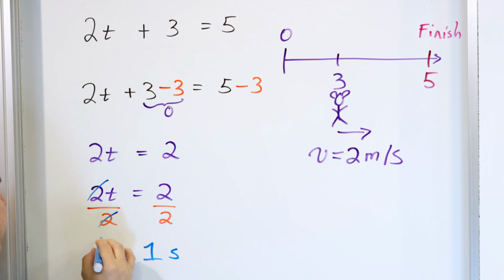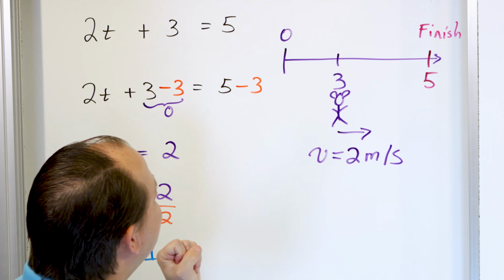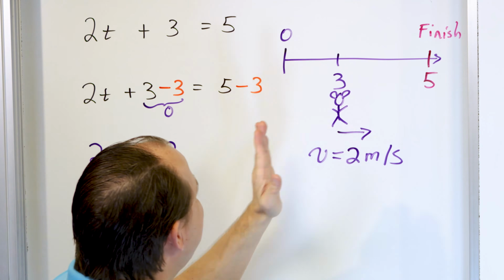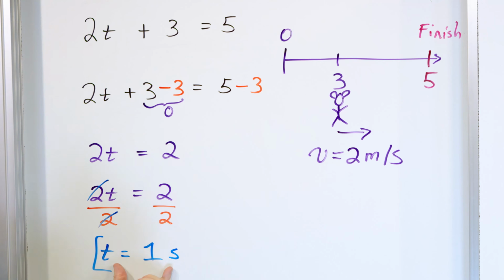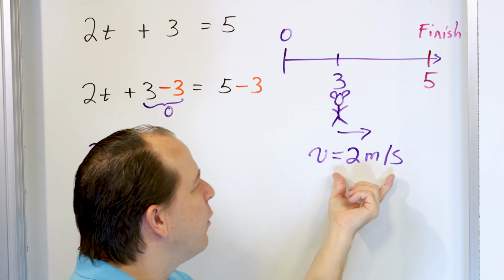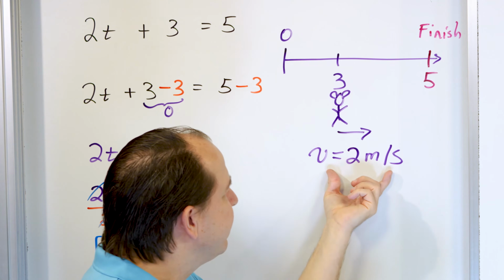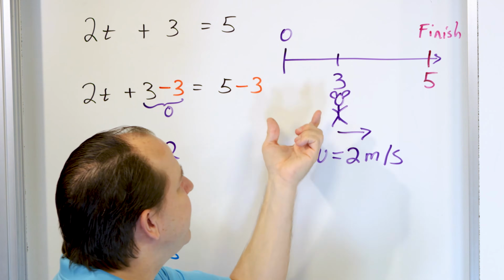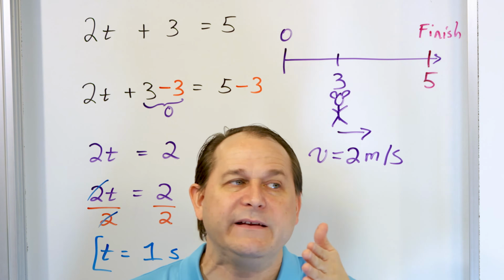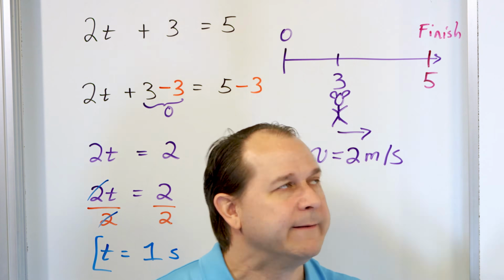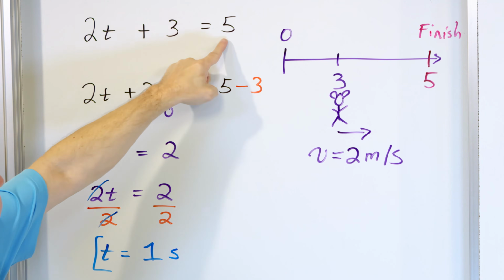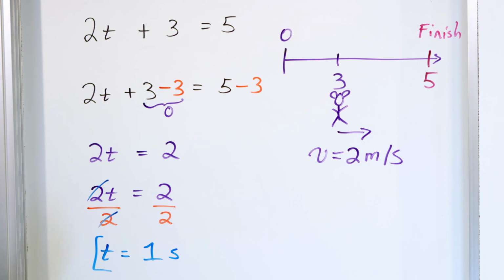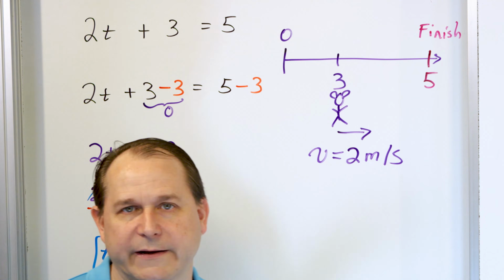Time. 1 second. So what this is telling us is if you have a rabbit, which is starting 3 meters past the starting line, and if he runs at 2 meters per second for only 1 second, then he's only going to go another 2 meters, right? The 2 meters that he runs plus the 3 meters that he started with means he's going to end up 5 meters away. And that's what you put in here. 1 goes in here. 2 times 1 is 2. 2 plus 3 is 5. The only value of t that works is if the rabbit runs for 1 second, right?